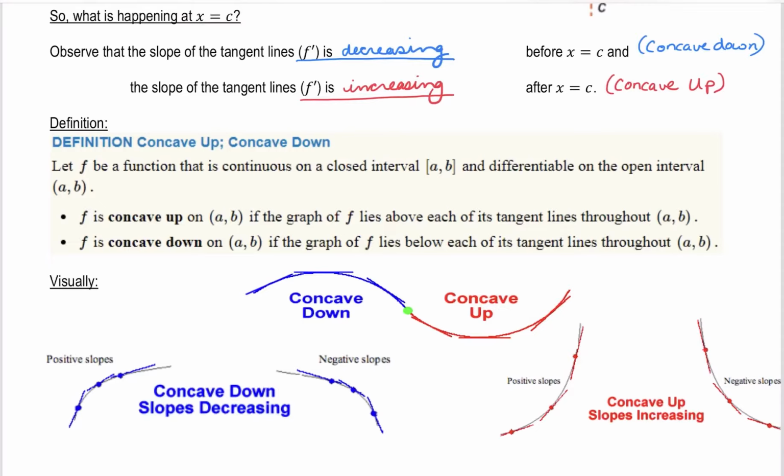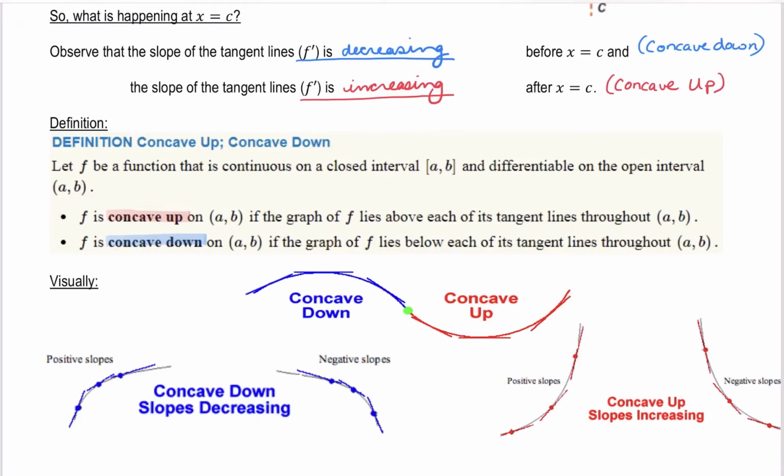So it's a different way to define concavity, or maybe you've never really seen a definition for it, but slightly different than what you could potentially see in a different textbook. So concave down, where the tangent lines are above the curve, and concave up is where the tangent lines are below the curve.